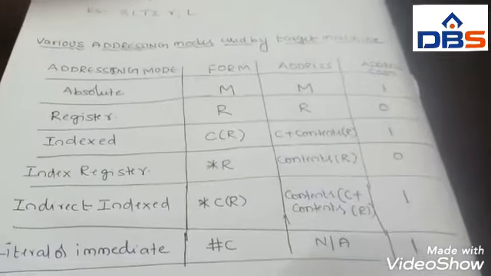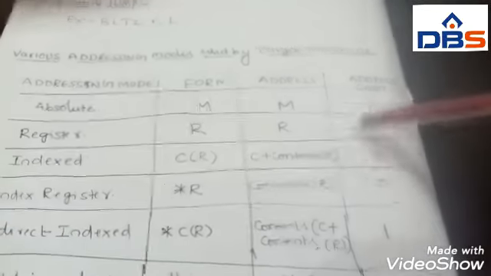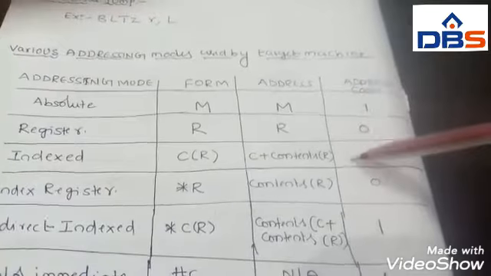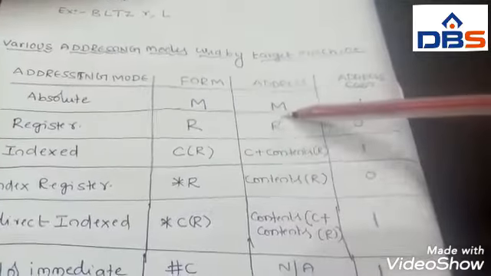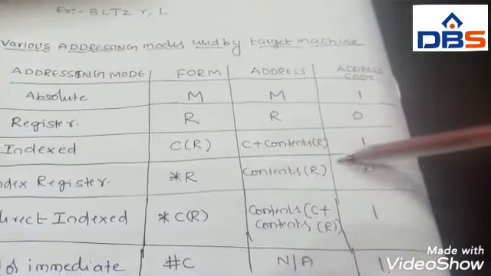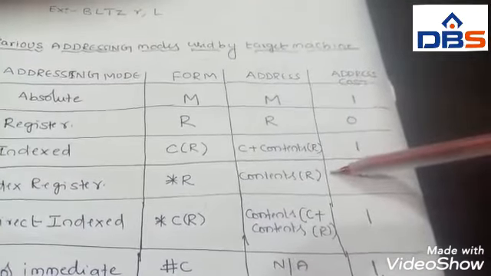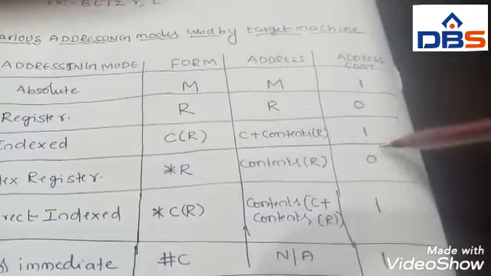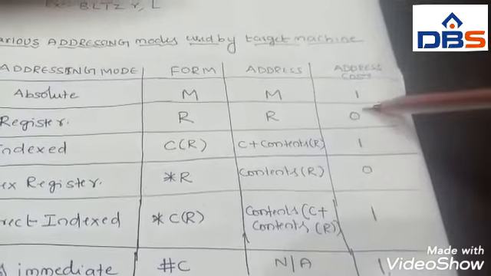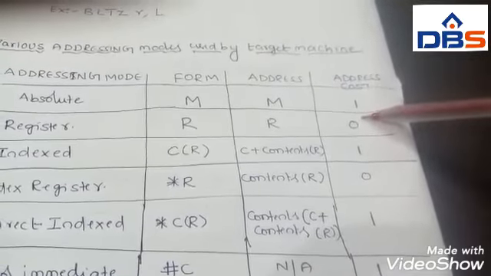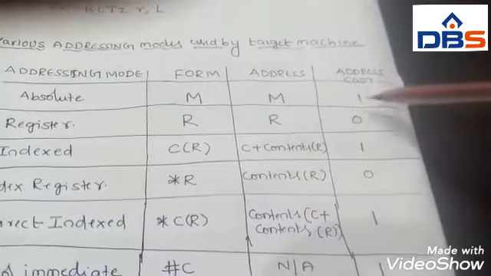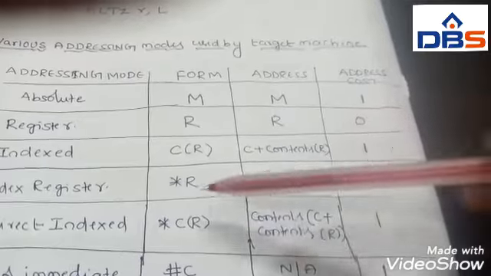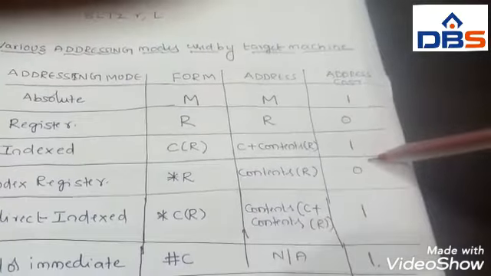Here the last column is cost. Normally, the addressing modes involving a register will have cost 0. If you see 0 and 0, that means the addressing modes involve register R. If it is R, the cost is 0.